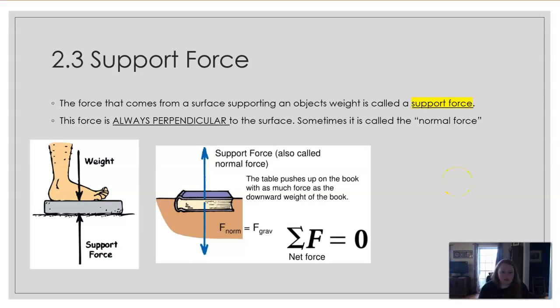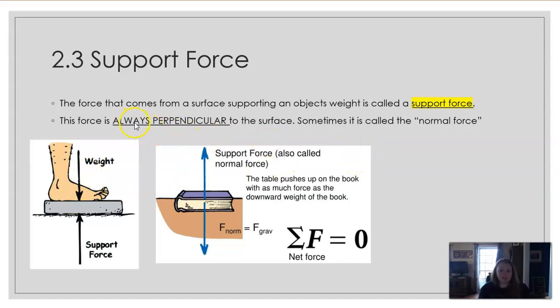All right, support force. The force that comes from a surface supporting an object's weight is called the support force. Now, we know that tension is kind of a support force, but it has a special name because it's an object being stretched. This support force is when a surface supports the object. So in this case, the floor, or the scale even, is supporting the person standing on it, the person's weight. So we have a support force upwards from the floor, and the person's weight, the earth's pull on that person, downward.